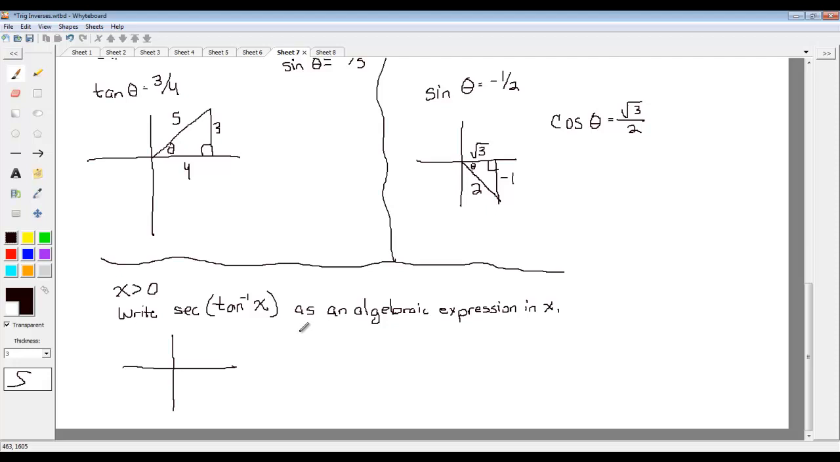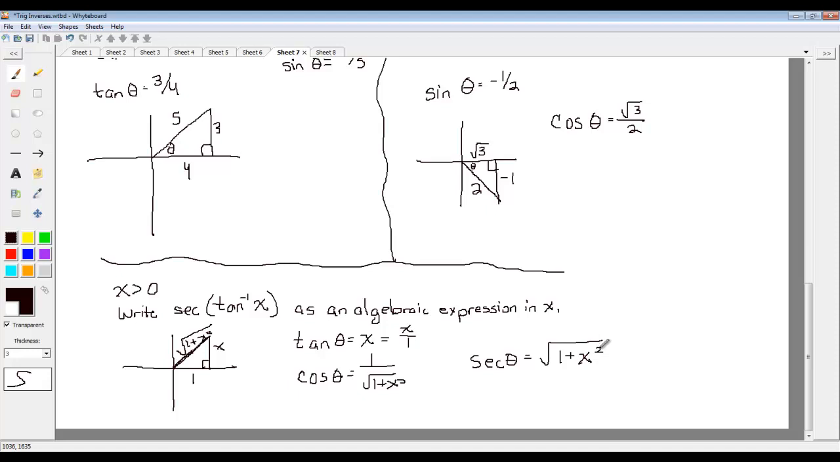X is positive. We're looking at some tan of theta equals x. So where is the tan equal to something positive? That would be up here. So if tan of theta is x, it's like saying x over 1. So opposite over adjacent is x and 1. So the hypotenuse must be the square root of 1 plus x squared. So the cosine of that theta is going to be 1 over square root of 1 plus x squared, which means the secant of that theta is going to be the square root of 1 plus x squared. So that's how that works.